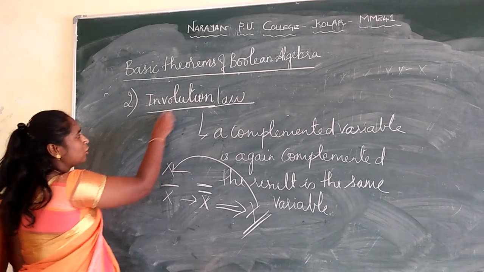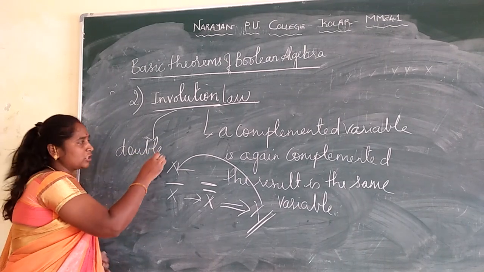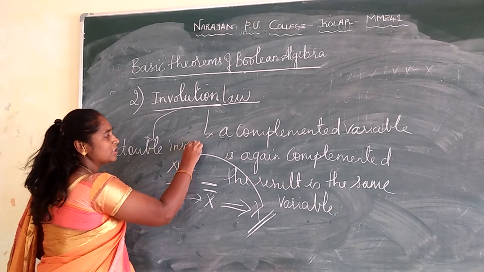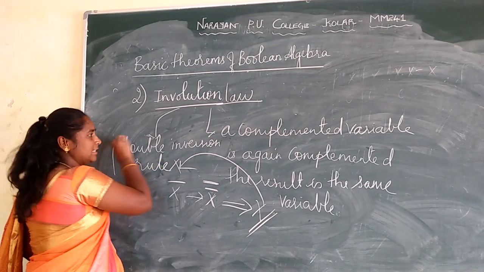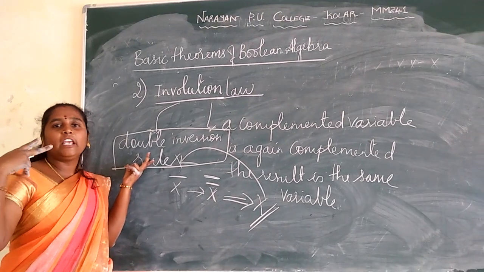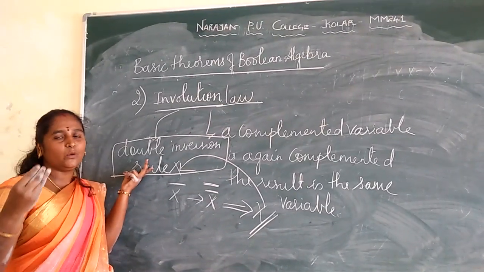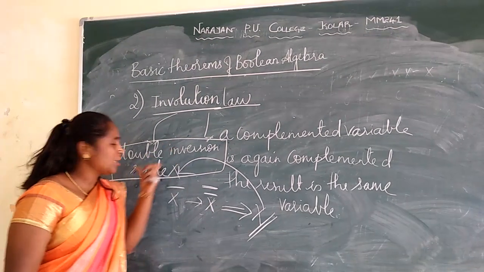This law is also called the double inversion law, or double inversion rule. Why? Because you are performing the complementation two times. Twice you are doing the complementation, so it is called the double inversion rule.